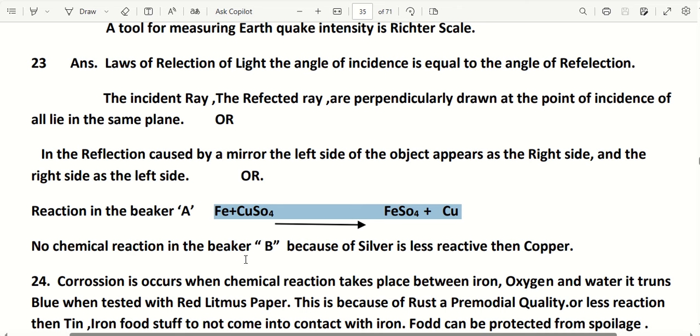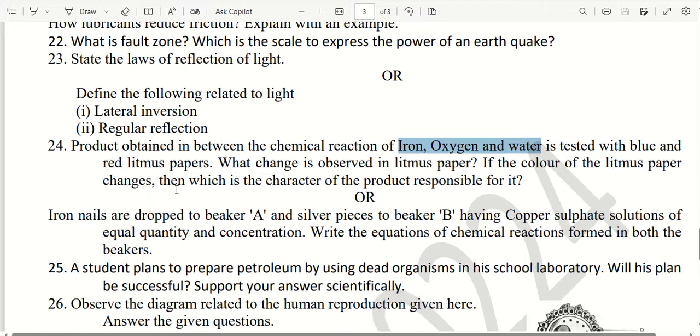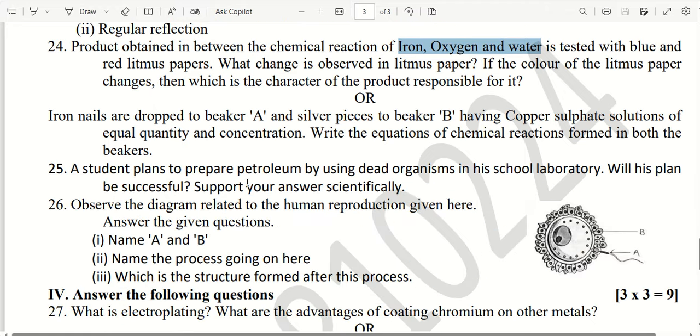There is no chemical reaction in the beaker because silver is less reactive than copper. Question 25: A student plans to prepare petroleum by using dead organisms in his school laboratory. Will his plan be successful? Support your answer scientifically. No, his plan will not be successful, because preparing petroleum requires many millions of years, so it is not possible for him.